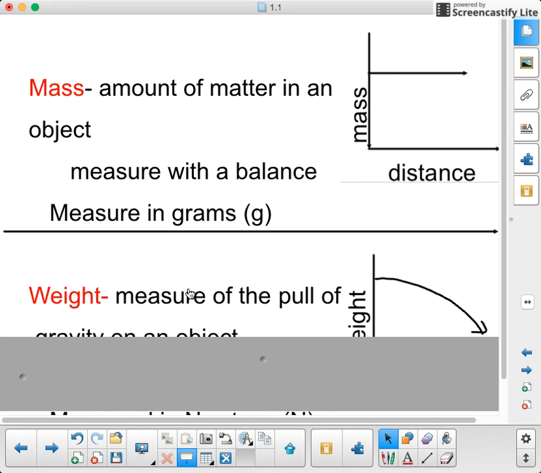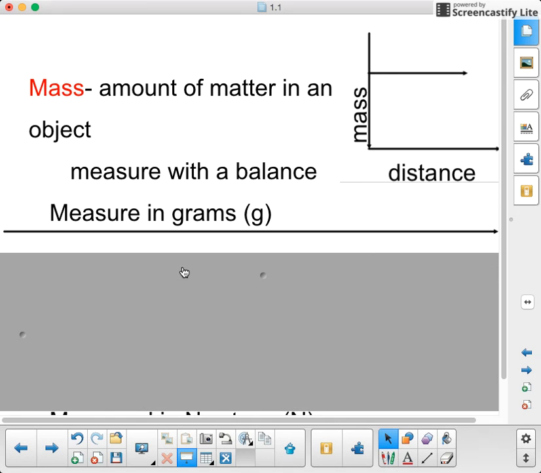Then mass is the third square. Mass is the amount of matter in an object. We measure mass with a balance, and we measure mass in grams, a lowercase g. And then this graph comes from an illustration in the digital lesson, and it's showing us that when an astronaut is headed into space, no matter how far away they get from Earth, their mass remains the same.